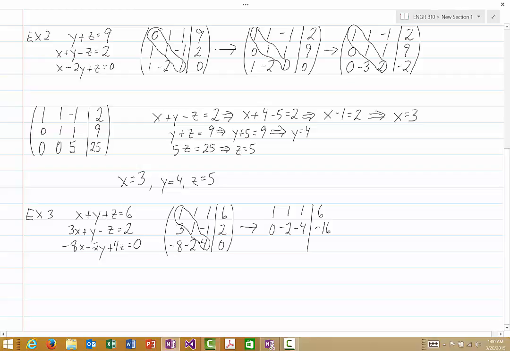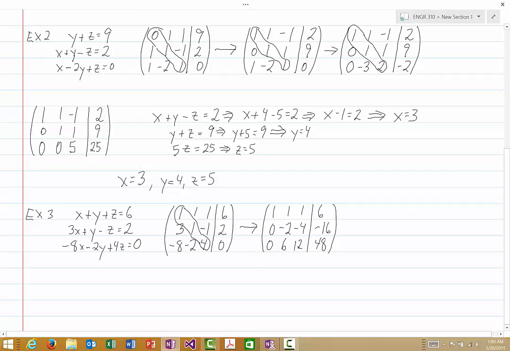Now to get rid of the -8, we will add 8 times the first row to the last row. 8 times 1 is 8, plus -8 is 0. 8 times 1 is 8, minus 2 is 6. 8 times 1 is 8, plus 4 is 12. And 8 times 6 is 48. So this is what we have. We've eliminated all the non-zero terms below the diagonal in the first column.